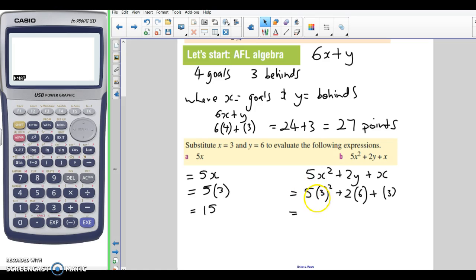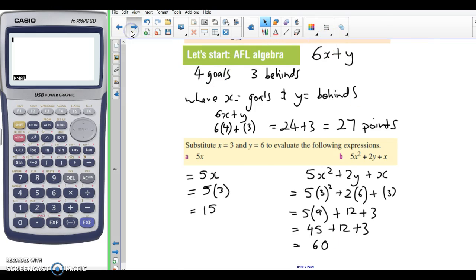So you've got 5 times 3 squared. 3 squared is 9. Plus, this is going to be 12. That'll be 3. 5 times 9 is 45, plus 12, plus 3. So we add them up, you get 60 as your answer for that expression once we've substituted in those numbers. And we'll look at a couple more on the next page.